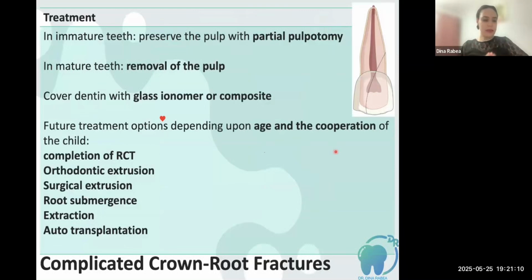The treatment in complicated crown root fractures, in immature teeth, we have to preserve the pulp with partial pulpotomy. And most of the time in immature teeth, our aim in this kind of trauma is to save the vitality of the pulp so that we can have the maturation of the root complete. In mature teeth, it's very difficult to preserve the vitality as mentioned earlier. So most of the time we have to remove the pulp and then restore the tooth, in both scenarios, with glass ionomer or composite.